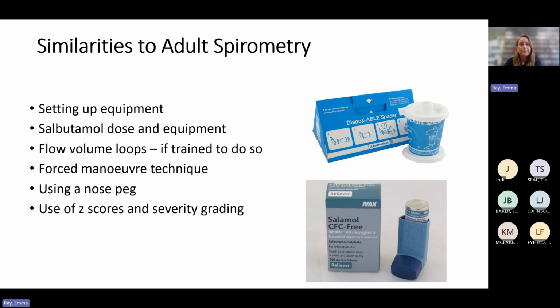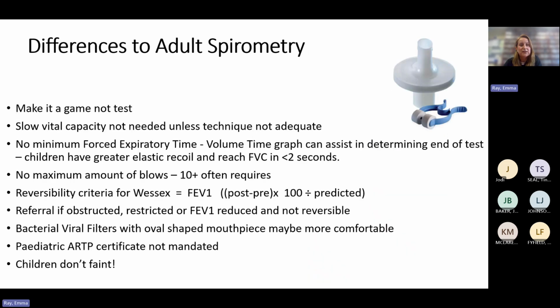And the way we interpret it, the Z scores and the severity grading is exactly the same as well. So the difference is you're going to talk to them a bit differently. You want to make it fun. You don't want to be strict and scary. It's got to be a really nice supportive environment to get them to do the test really well.